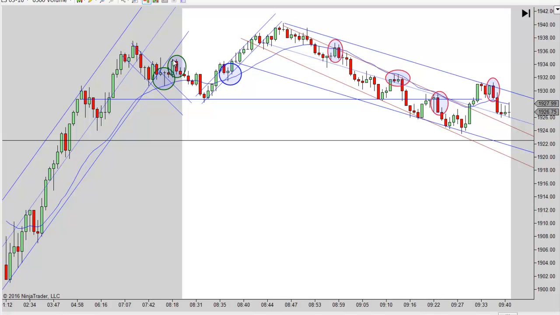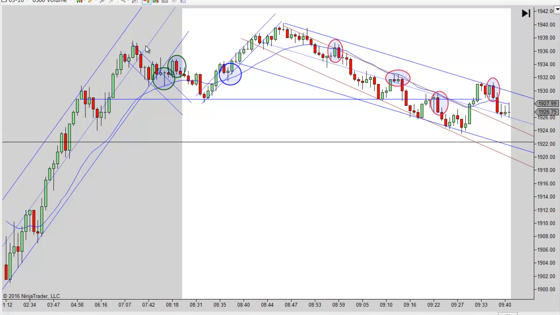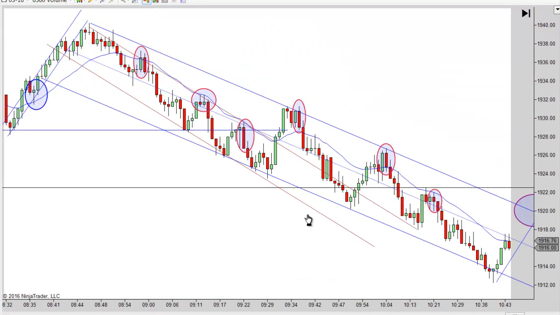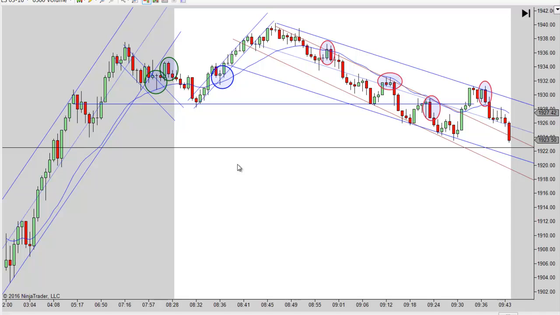And notice what happens. You get the break and the close outside of this short-term channel here. You get two legs down to a new low, and then it runs up for a retest of the high, and it has a successful retest with a new high. And then we trend down quite a bit thereafter. But here's what a better reversal pattern looks like.